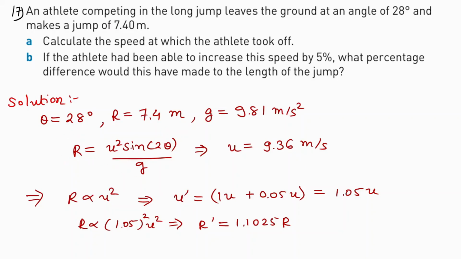So we have a range over here, and U we need to find. We are given theta, 28 degrees, and g we all know. So the answer is 9.36 meters per second.